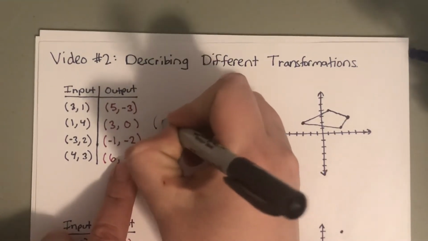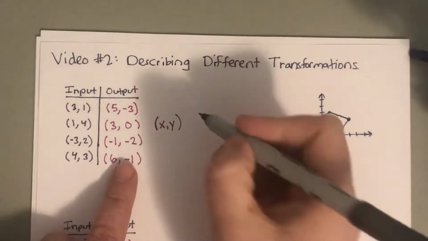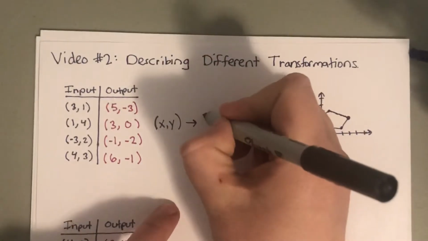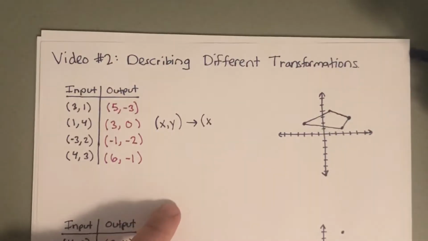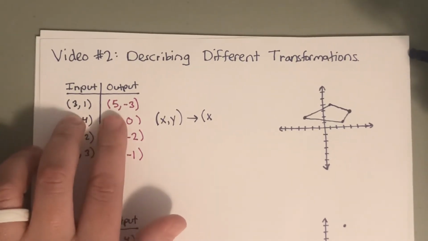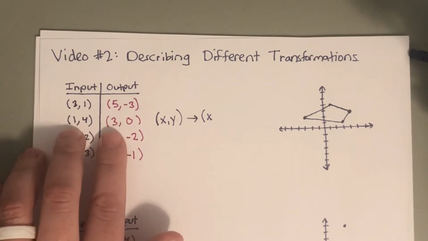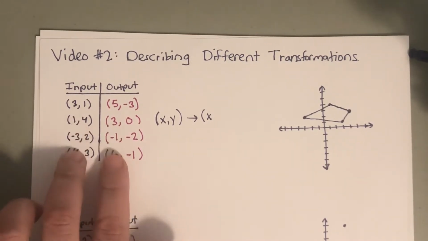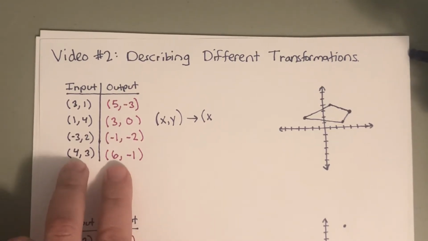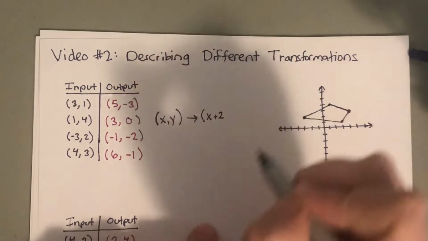So we're going to start with this ordered pair of x, y. And then we need to figure out what's happening to the x and what's happening to the y. So if you look at each of these pairs, to get from 3 to 5, you have to add 2. To get from the 1 to the 3, you would add 2. To get from -3 to -1, you would add 2. And from 4 to 6, you add 2. So what's happening to the x-coordinate is that you're adding 2.